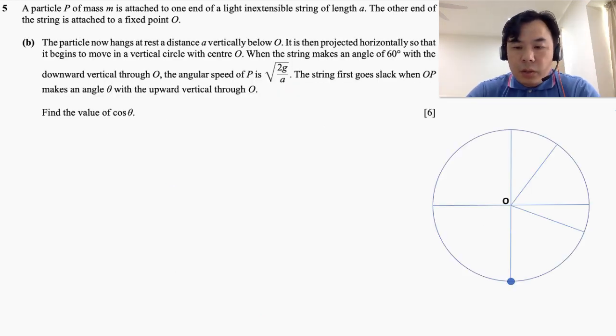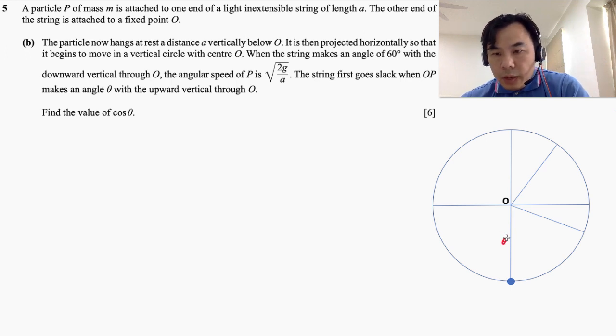All right, the next section of question 5. Now we are looking at vertical circular motion. The particle now hangs at rest at a distance a below O. You can see that it's below O. This is a below O.